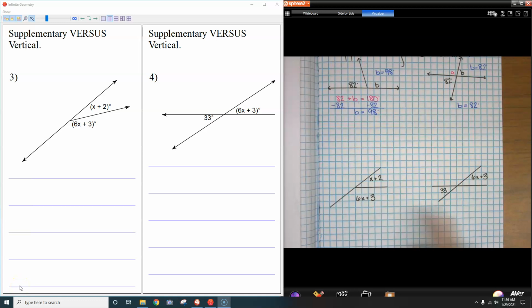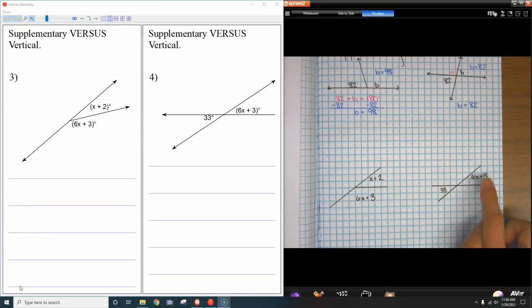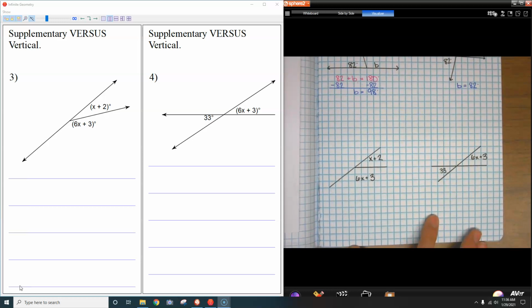Between these two examples, one of them is supplementary and one of them is vertical. Supplementary angles are when two angles add to make 180 or a straight line. This is the example of supplementary. Vertical angles are when two lines intersect and make four angles, and then opposite angles will be equal. So we've been practicing with supplementary and complementary. So the example on the left is an example of supplementary.